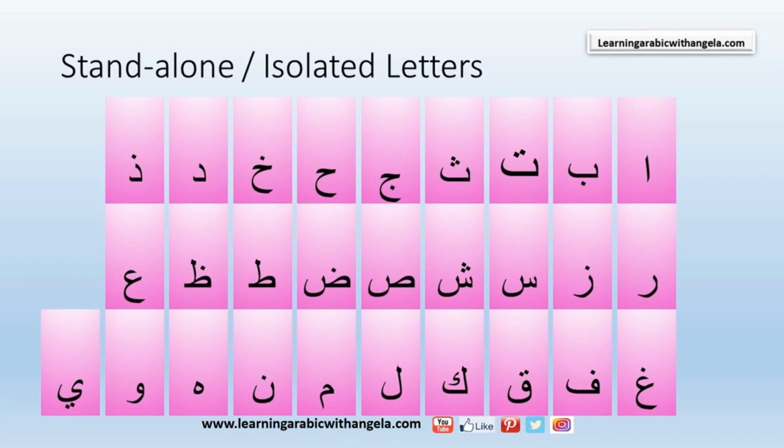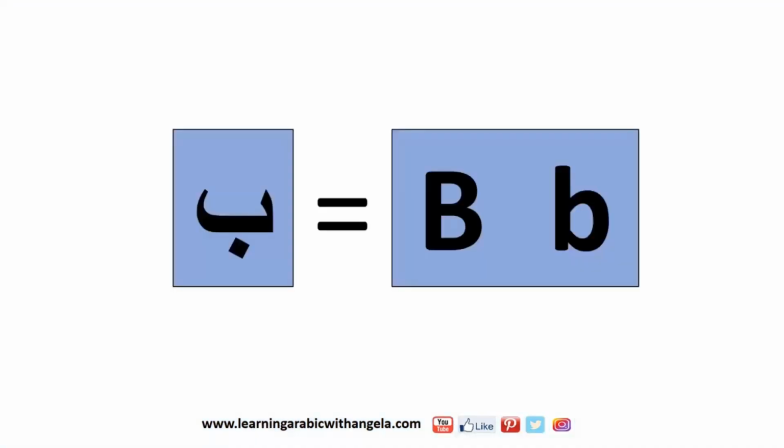There is also no distinction between capital or small letters. So, for example, in English, the letter B has a capital and small letter form. However, the letter Ba in Arabic has no distinction between the two.